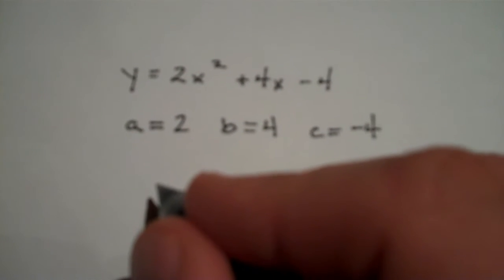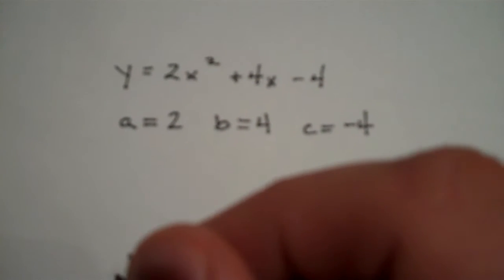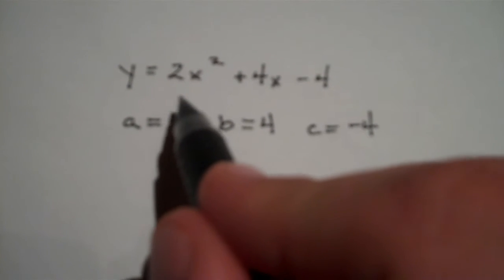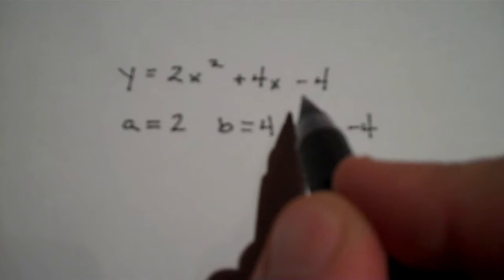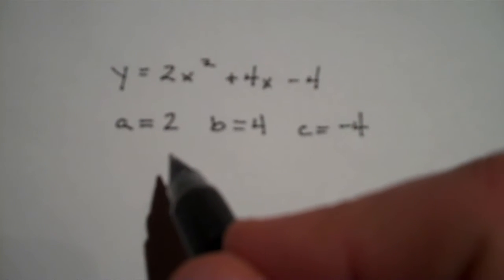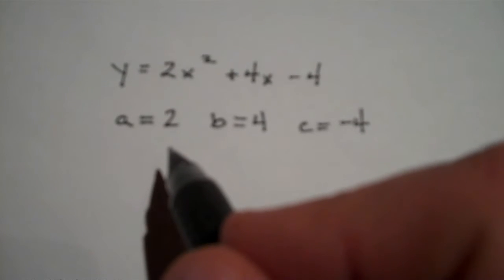Alright, we're going to take a quick look at how to graph a quadratic equation. Up here I have the quadratic equation written, y equals 2x squared plus 4x minus 4. And the first thing we want to do is identify three important numbers in this equation.